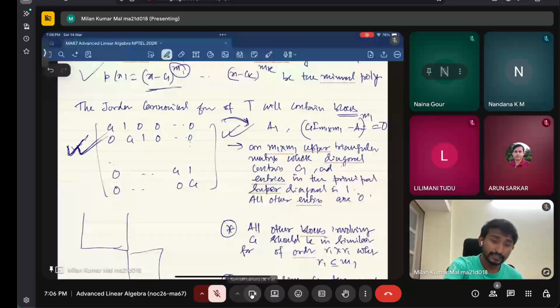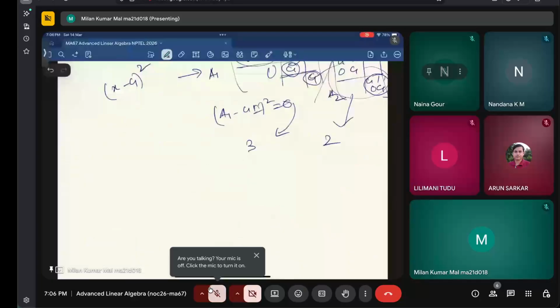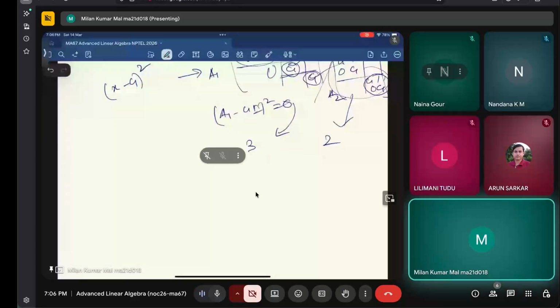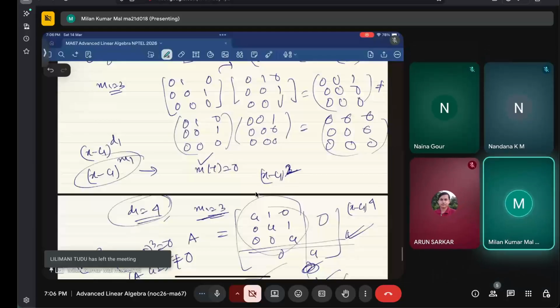Any doubt till now, whatever I have said, whatever I have tried to explain? These are not proper theories, but rather some facts. So are these facts clear to you, or do you have any doubt?